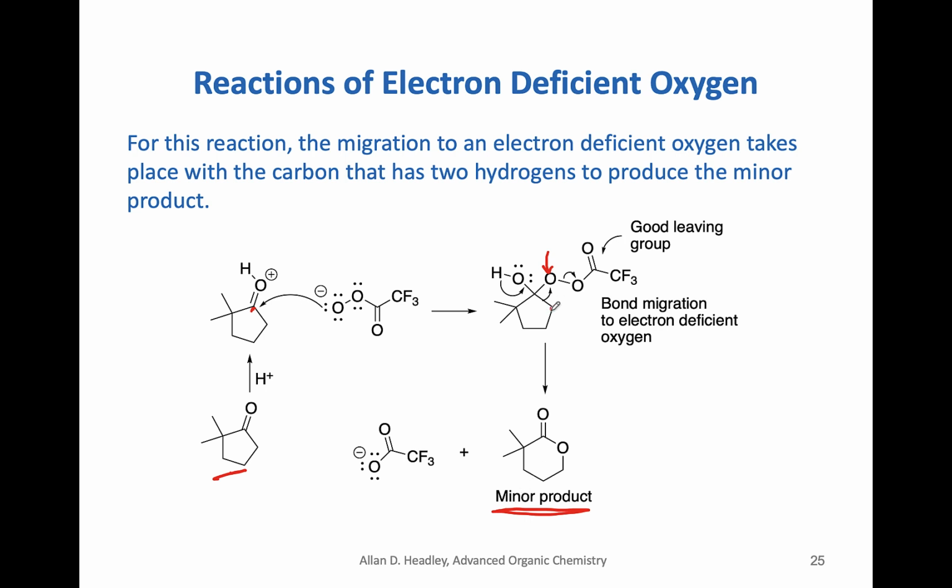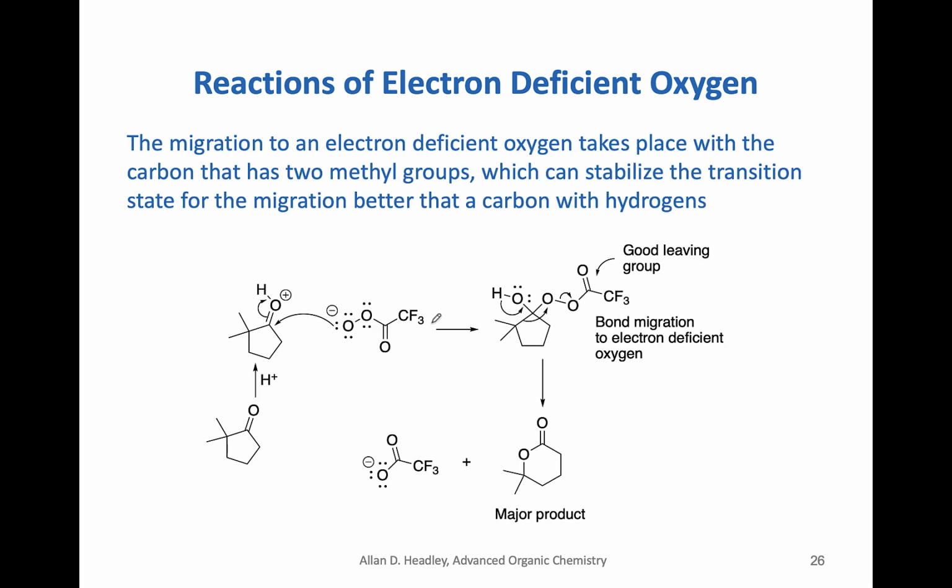Why? Because here we have a carbon that has two hydrogens, which are not good at electron releasing or stabilizing the transition state for that migration that we saw earlier. So this is less prone to migrate, as we'll see in the next slide, compared to this migration here, which has two methyl groups here. So again, you should be able to predict which bond migration should occur based on the relative stability of the transition state for the migration.